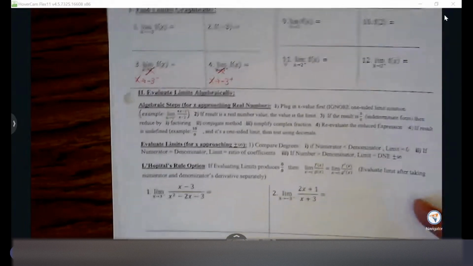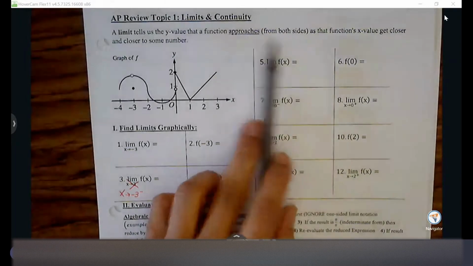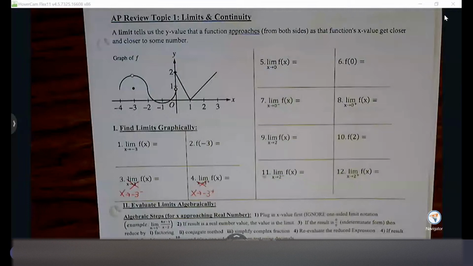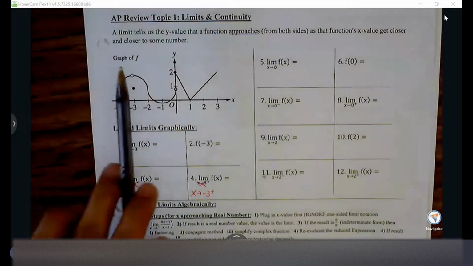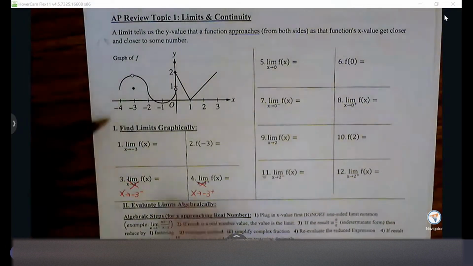Okay, so let's start at the very top. So all the way back to limits. So what is a limit? A limit tells us the y value that the function is approaching from both sides as that function's x value gets closer and closer towards some number. So the important thing with limits is that we are more concerned about the approach than what's happening at that point.